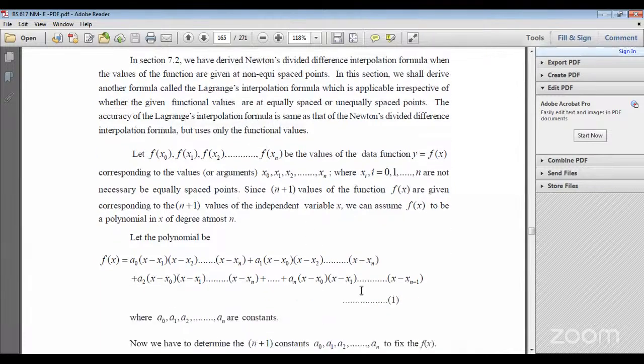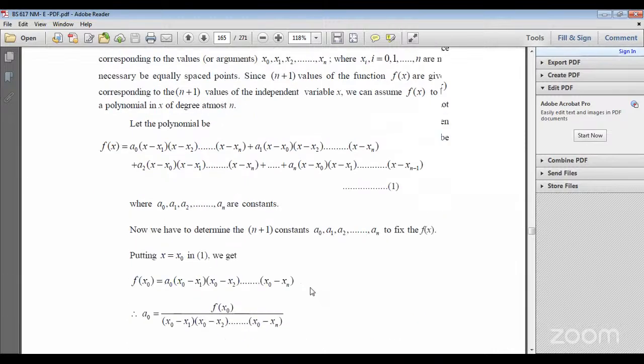Let the polynomial be a0 times (x minus x1)(x minus x2)(x minus x3), and so on, (x minus xn), plus a1 times (x minus x0)(x minus x2), and so on, (x minus xn), plus a2 times (x minus x0)(x minus x1), and so on, (x minus xn), and so on, plus an times (x minus x0)(x minus x1)(x minus x2), and so on, (x minus xn minus 1), where a0, a1, a2, and so on, an are constants. Now we have to determine these n plus 1 constants a0, a1, a2, and so on, an.